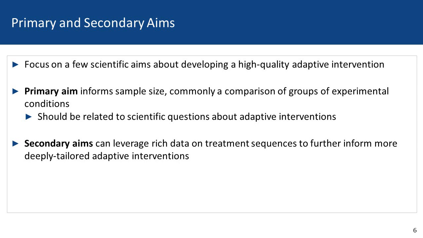Secondary aims for SMARTs can be a little bit more fun, and they can leverage the rich data that you can extract from a SMART about treatment sequences to further inform, for example, more deeply tailored adaptive interventions. So maybe you can investigate additional tailoring variables in addition to the one that's been embedded in your trial if you've embedded a tailoring variable. Let's talk about some examples of primary aims.